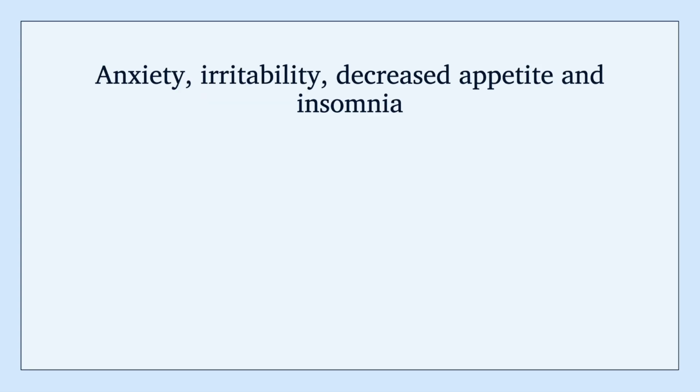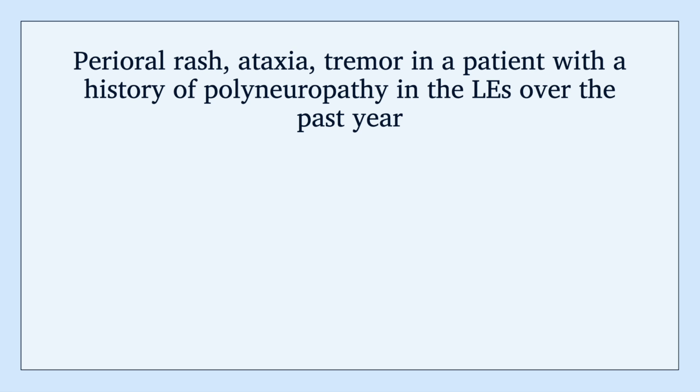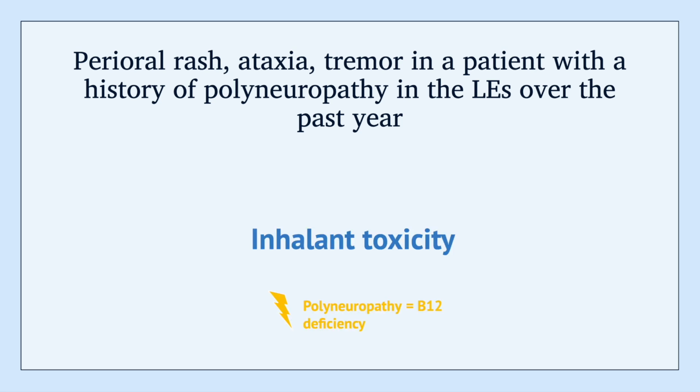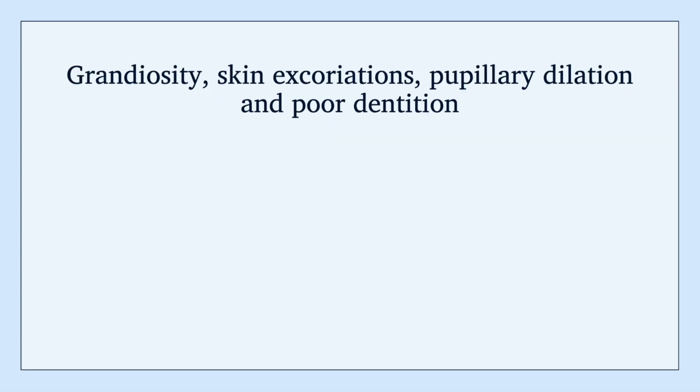Anxiety, irritability, decreased appetite, and insomnia. Kind of vague signs and symptoms here, but this would be representative of marijuana withdrawal. Perioral rash, ataxia, and tremor in a patient with a history of polyneuropathy in the lower extremities for the past year. This is inhalant toxicity, so it's very important to be aware that inhalants will eventually cause polyneuropathy because they will lead to a B12 deficiency.